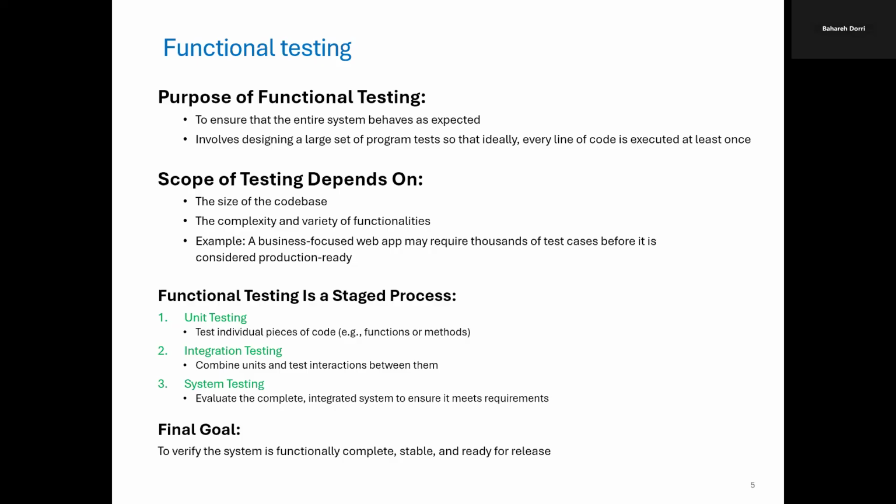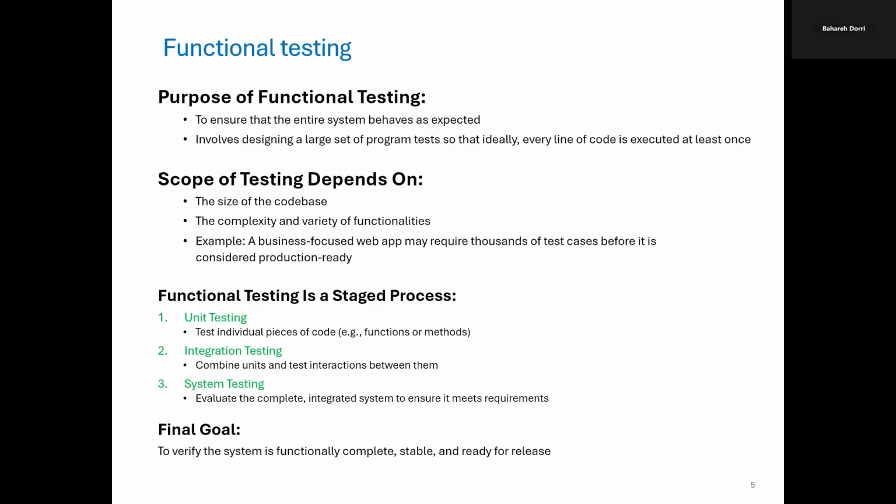That's not always easy, but the more coverage you have, the more confident you can be that your system works. But it's not all done at once. Functional testing is staged. You start with unit tests, checking individual functions or modules. Then you move to integration testing, where you combine modules and make sure they play nicely together.